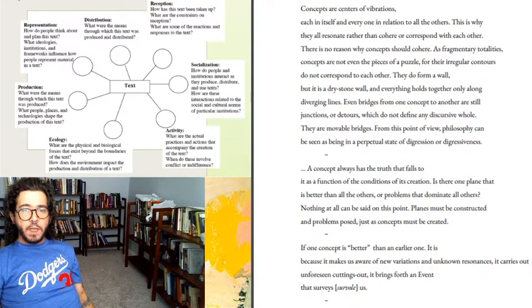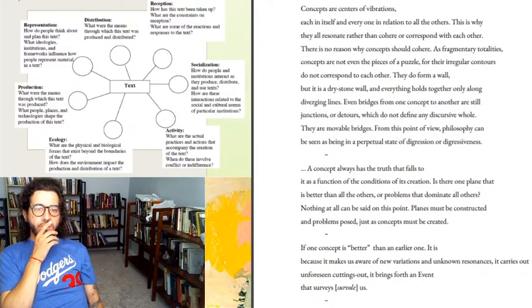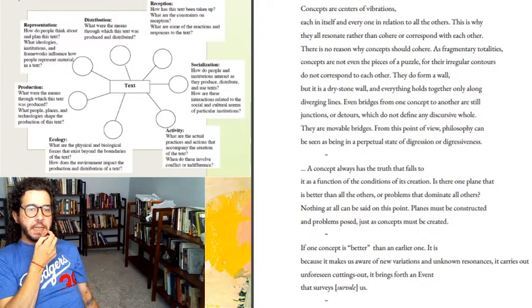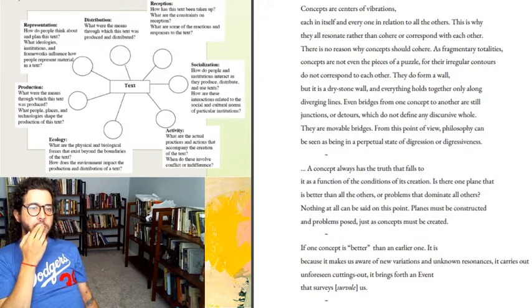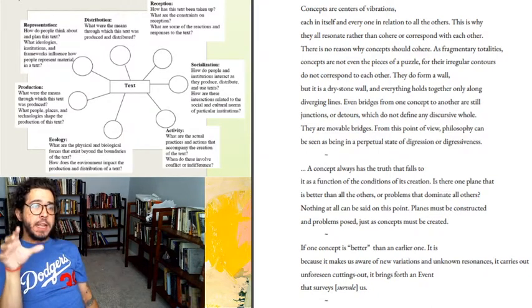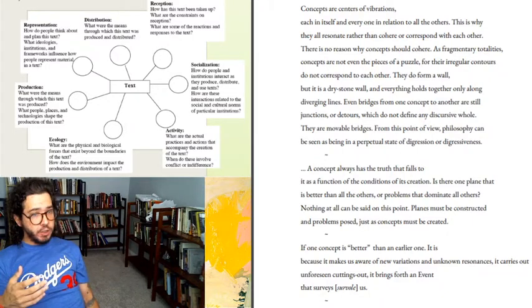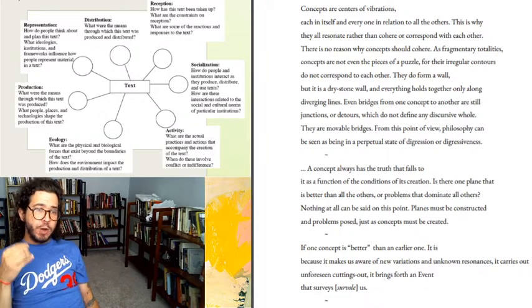I like this at the end here. If a concept is better than an earlier one, it is because it makes us aware of new variations and unknown resonances. It carries out unforeseen cuttings out. And so that I think we can see that better here is correlated with how much we emphasize each of these concepts, and then in that emphasis of all the concepts, we're able to discover new connections and new vibrations, new resonances in the concepts themselves and in the relations.